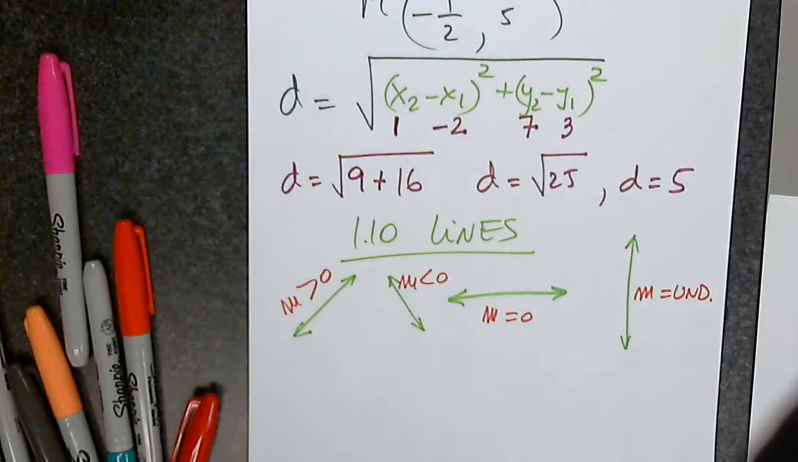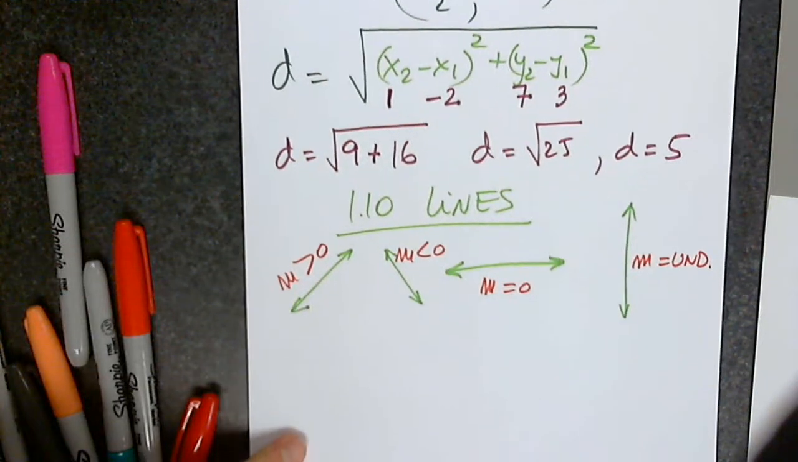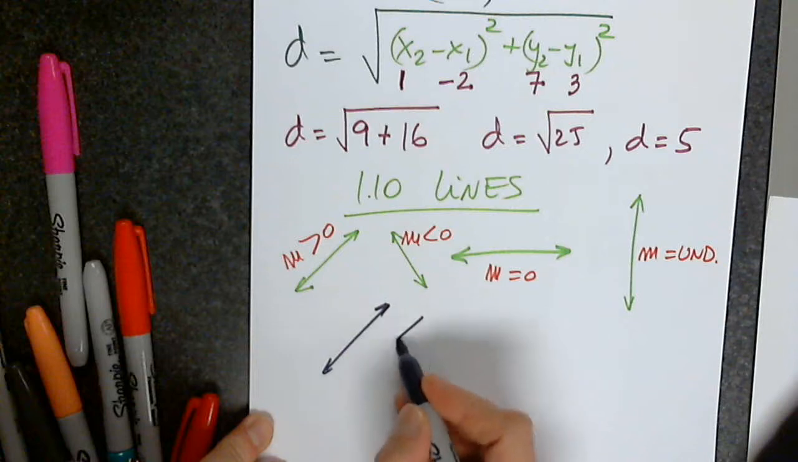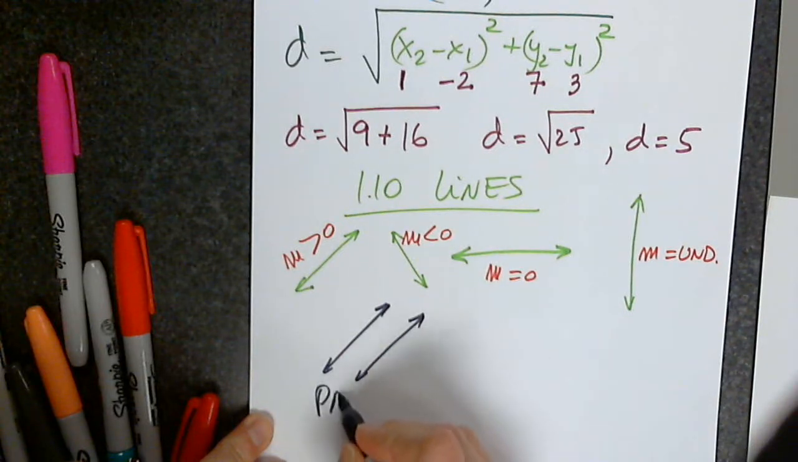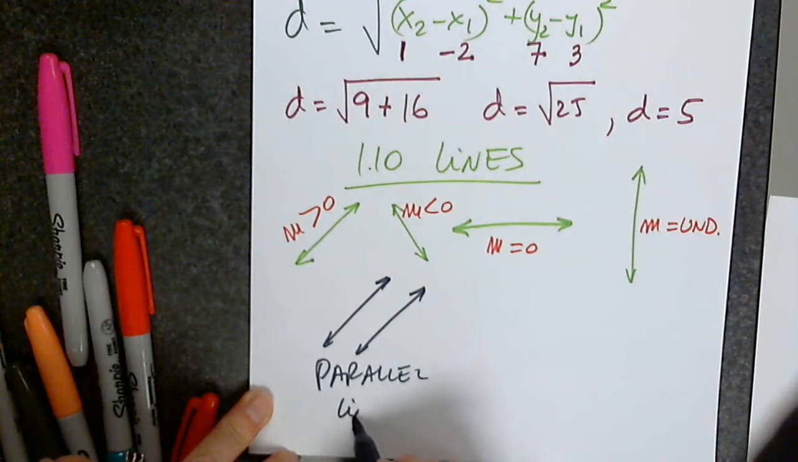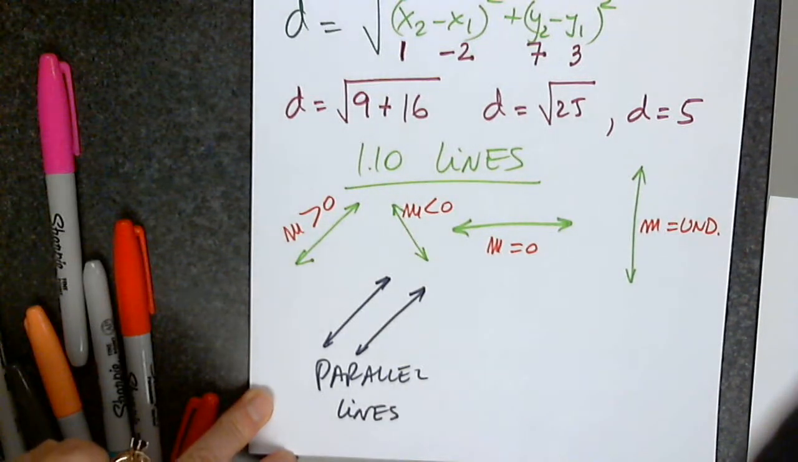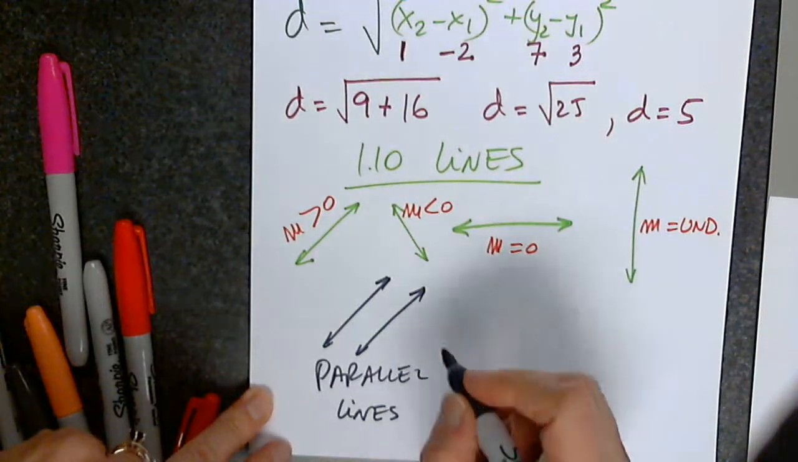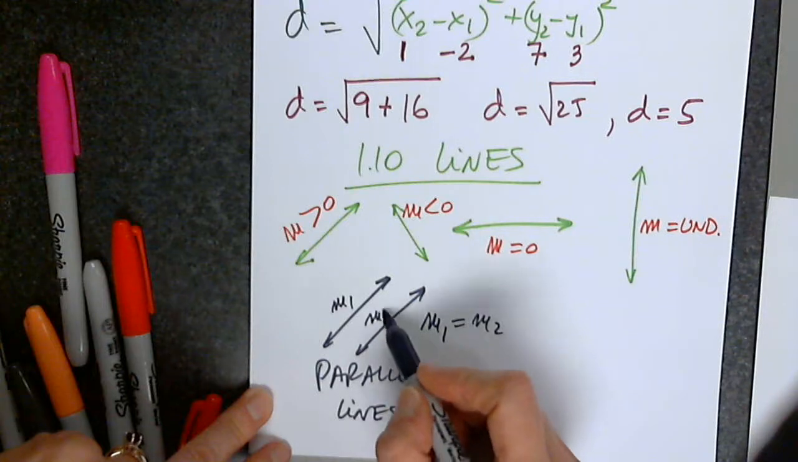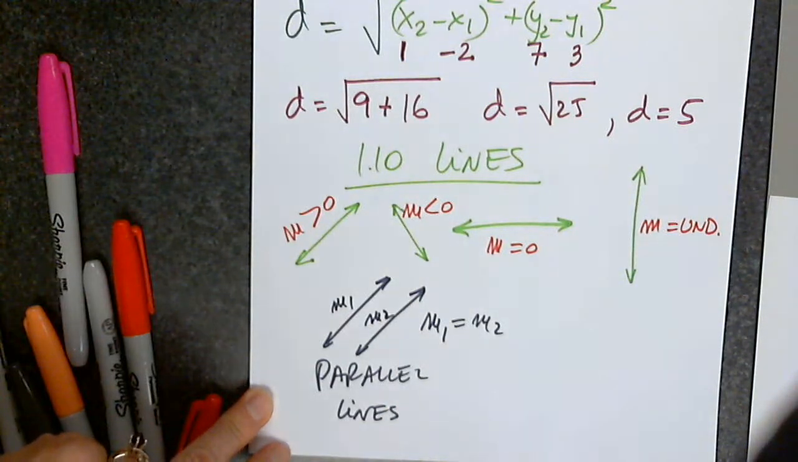So that's one thing that we know. The other thing that we know also, parallel lines. So what do we know about parallel lines? Very good. M1 equals M2. This is M1, this is M2. They have to be the same.